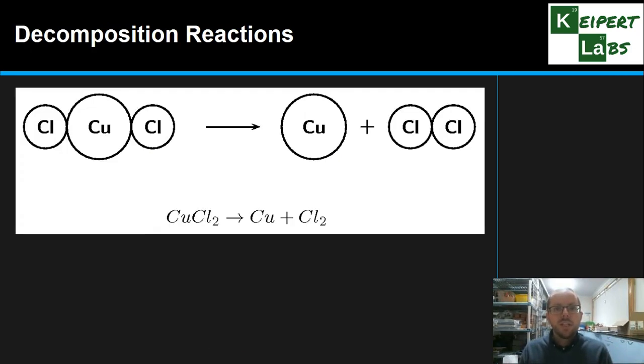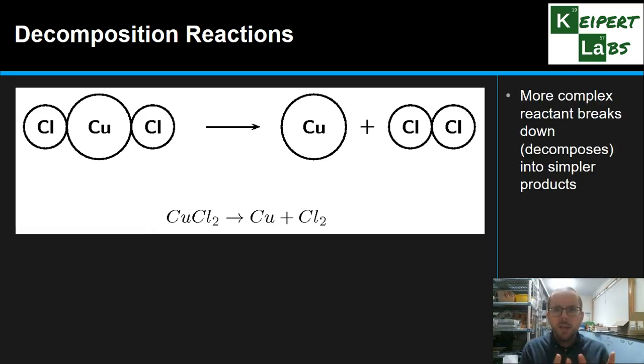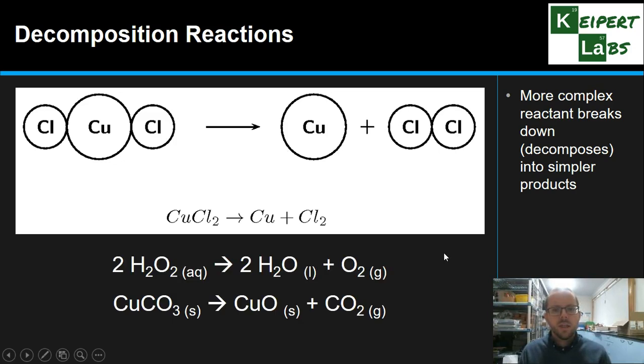The opposite of this is what we call a decomposition reaction. Decomposing, this idea of breaking things down. We're having a more complex reactant, we're breaking it down or decomposing it into simpler products. It may be elements, it may be compounds, it may be a mixture or combination of those two things. Okay, so we're taking this copper chloride and we're decomposing it into copper metal and chlorine gas. Like decomposing hydrogen peroxide to form water and oxygen. Decomposing copper carbonate to form copper oxide and carbon dioxide gas. So the general reaction, we would say AB breaking down to form A plus B. So the reverse of what we've just looked at.